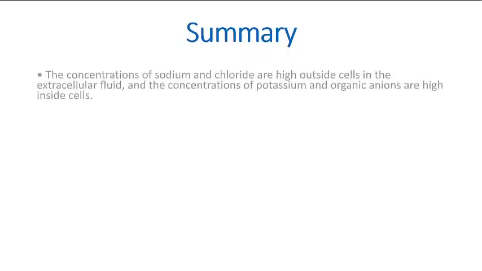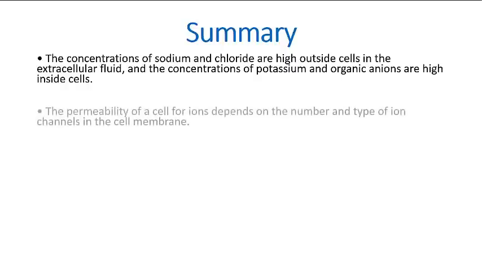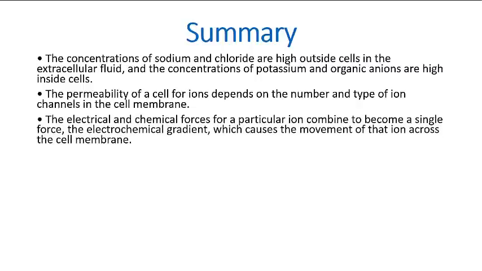Now if we look at the summary, the concentrations of sodium and chloride ions are high outside the cell in the extracellular fluid, and the concentrations of potassium and organic anions are high inside the cell. The permeability of a cell for ions depends on the number and type of ion channels in the cell membrane. The electrical and chemical forces for a particular ion combine to become a single force, the electrochemical gradient, which causes the movement of ions across the cell membrane.